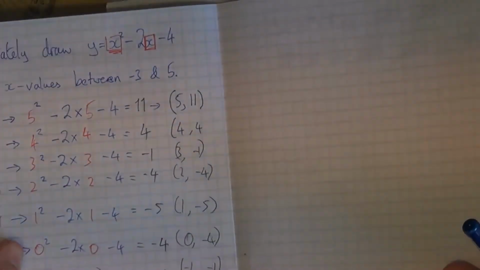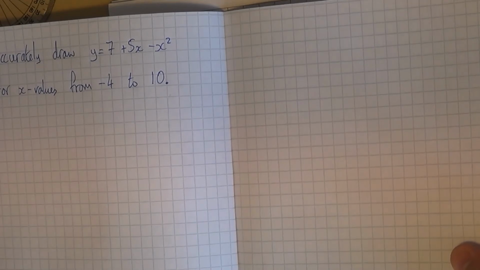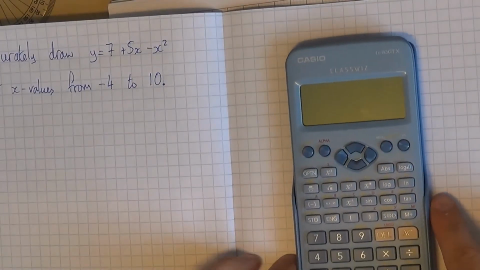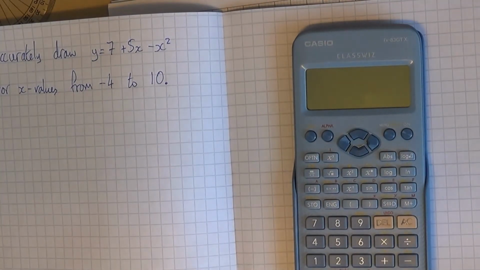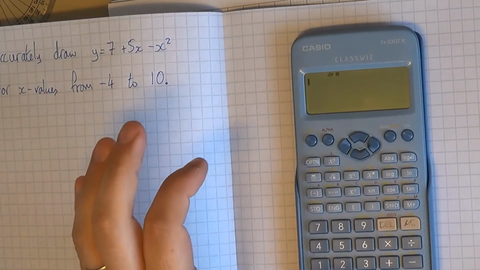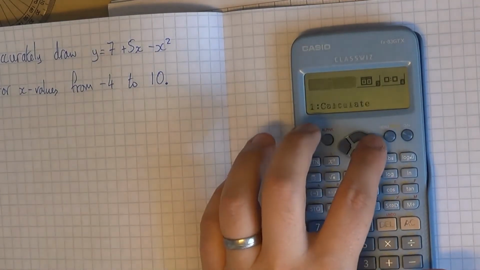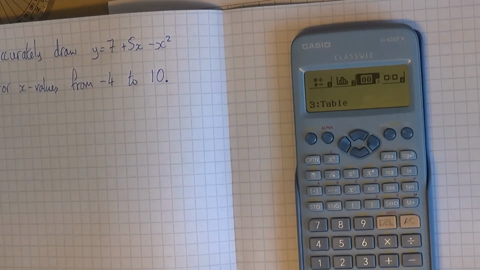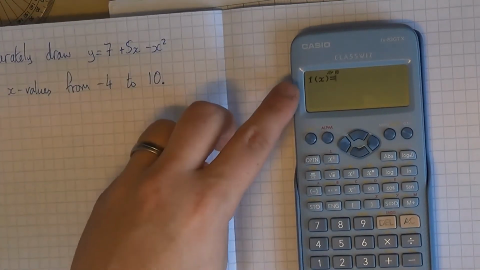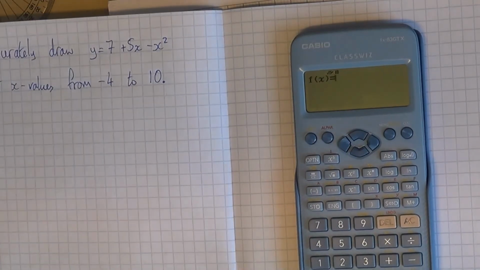So you will need one of something like this. The FX85 works and the more advanced calculators work. Somewhere in your menu you will find a mode called table, which in this case is there. You can scroll to it or you can press the number that's labelled next to it and it pops up on the screen. And you'll get this f of x notation, which is something called function notation, which you won't need to worry too much about.